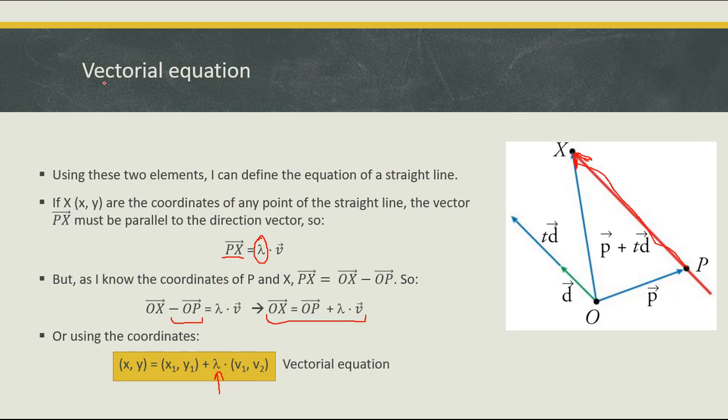When I write the vectorial equation, finally, I just have (x, y) equal to the coordinates of the point plus lambda multiplied by the coordinates of the vector. And lambda is the parameter.